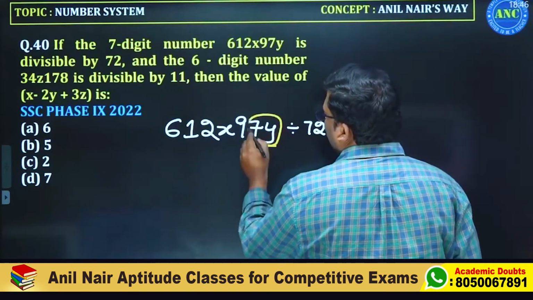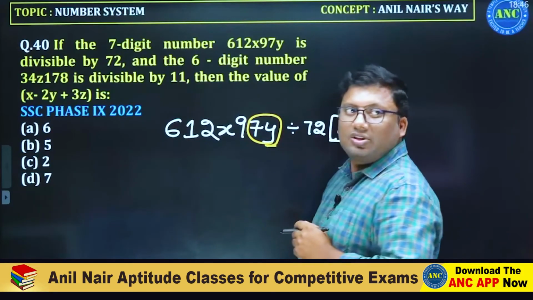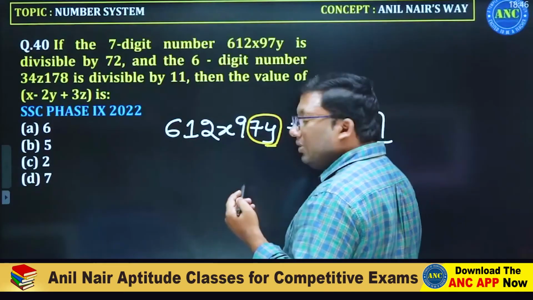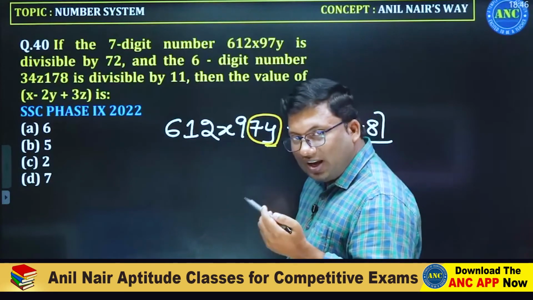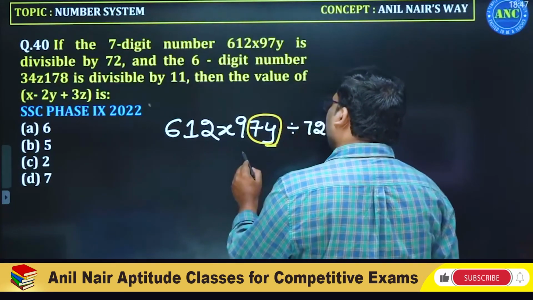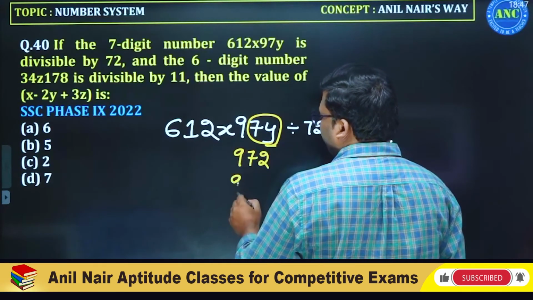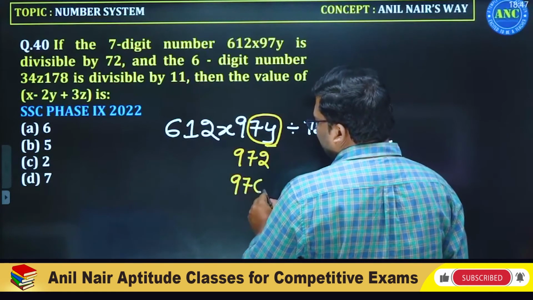First, these last two digits should be divisible by 4, because for a number to be divisible by 8, first the last 2 digits should be divisible by 4. So it is 972, 976.